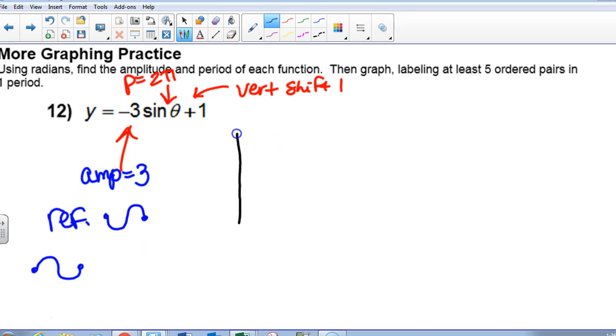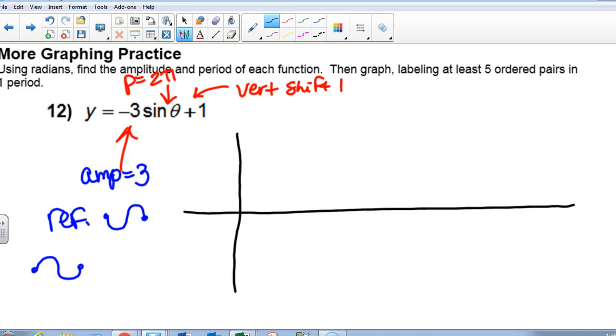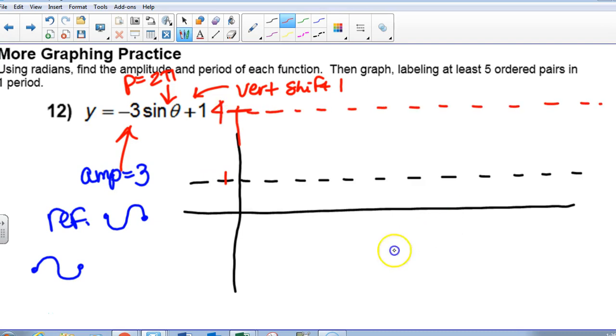All right, I know I'm going really fast. I'm going to go much slower tomorrow through these, but somebody's going to want to start their homework tonight. Vertical shift of up 1. Where are the maxes at? Where are the maximum values at? Yes, 3 units above that, which would be up here at 4. I like to draw little dotted lines for myself so I don't go out of my area. What's 3 units below 1? -2. All right, and we said this one starts where? At the midline and goes down.